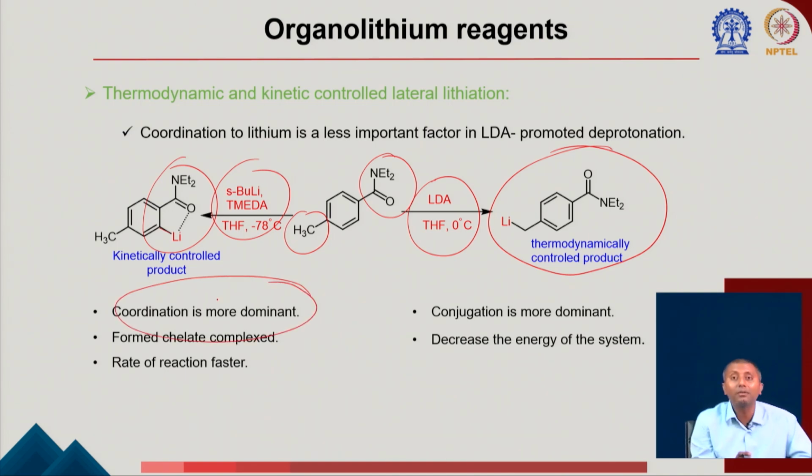But once you use LDA, you can see that there is a difference between the structure of LDA and sec-butyl lithium. In case of LDA, because LDA is also bulkier in structure, it is going to find the protons which are acidic here. If you form this carbanion, it is getting stabilized here. So the CONH2 is acting as an electron withdrawing group through a minus I effect to stabilize this carbanion. So on one side there is a minus I effect of stabilization, and on the other side there is just chelation control stabilization.